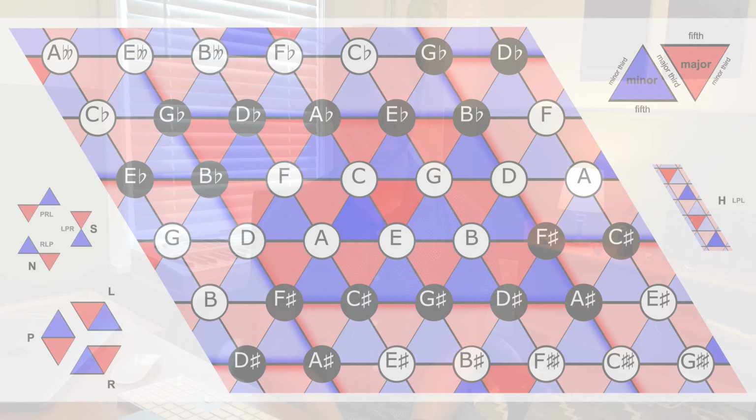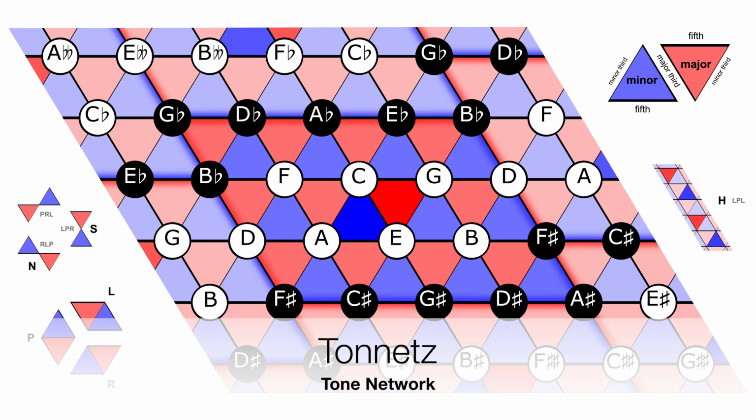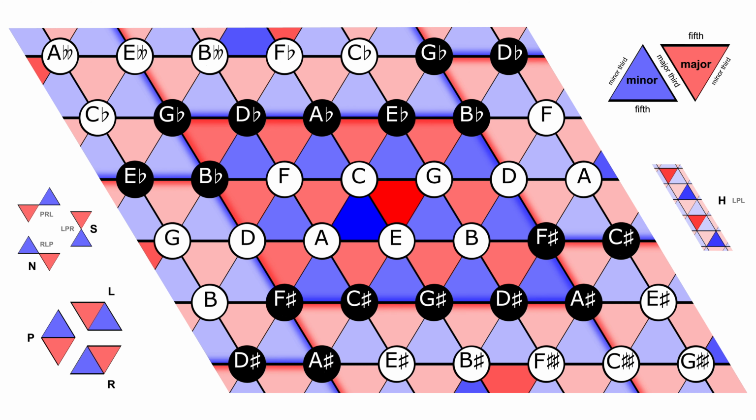Okay, so let's talk about this cool chart called the Tonnetz, which is German for tone network. This is a really cool chart that shows all of the triads that we have, and it places them in relative position to all of the triads that they are related to through one of these transformations. So let's take a quick look at this chart here.